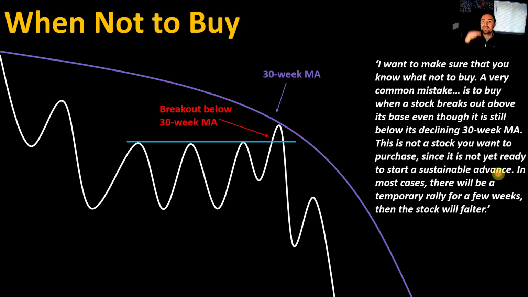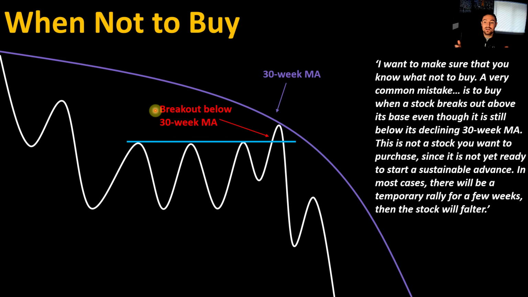So the stock is then going to fake out, break out, roll back over. In most cases, there will be a temporary rally for a few weeks, then the stock will falter. So you see here, the stock is in a downtrend. Why? It's making lower lows, lower highs, lower lows, lower highs. Then it starts going into this trading range where there's a clearly defined upper boundary and lower boundary, then there's a breakout. But what's the problem with it here? We're still below the 30-week moving average, the 150-day moving average, which is still sloping down. So what Stan is saying, avoid breakouts in downtrends. Have the market at your back.